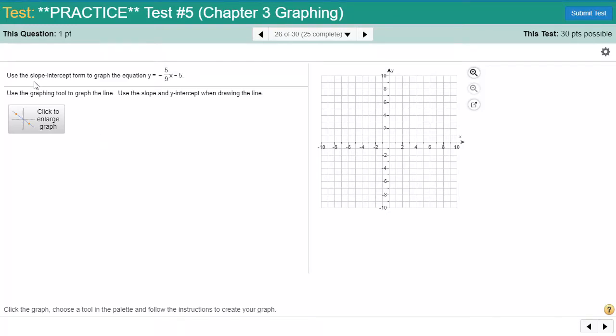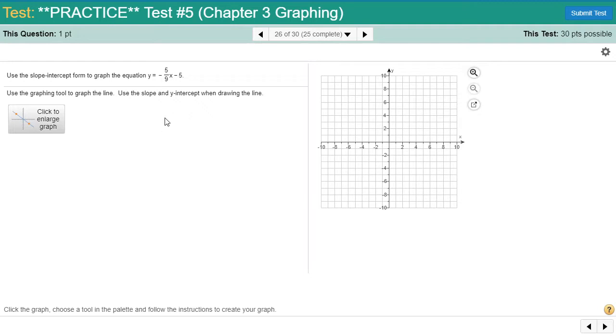Question 26. Use the slope-intercept form to graph the equation y equals negative 5 over 9x minus 5. Well, again, we're being asked to graph this equation, and they come right out and tell us to use the slope-intercept form to graph. But even if they didn't say use slope-intercept form, notice that again, we don't have an XY table of values here to find and plot.